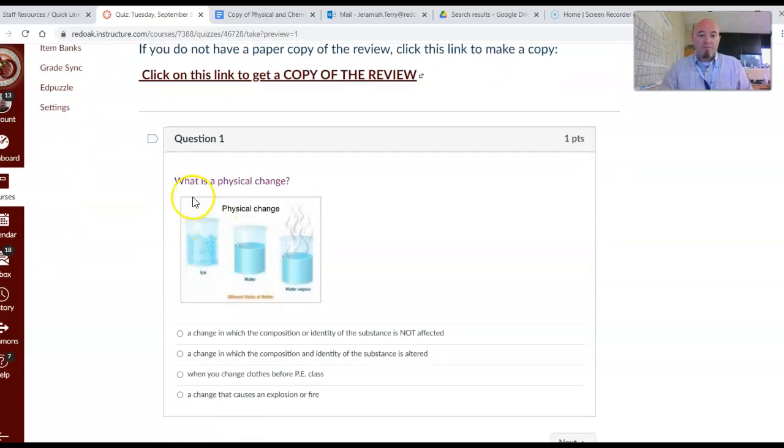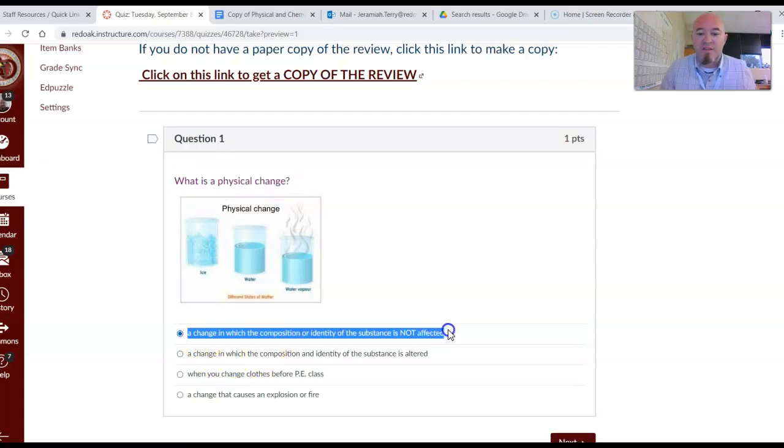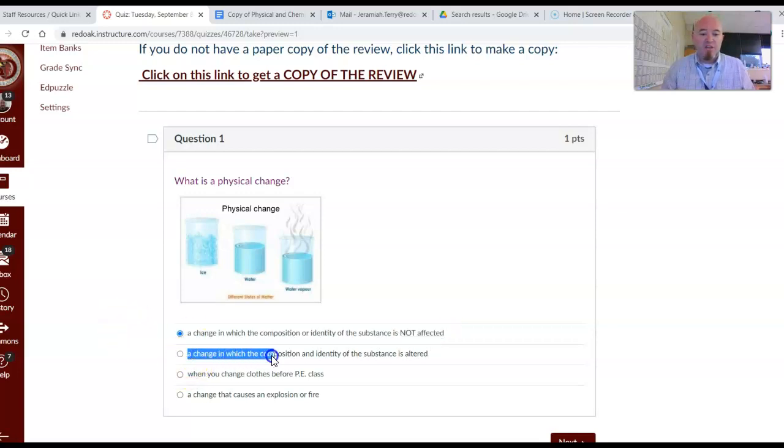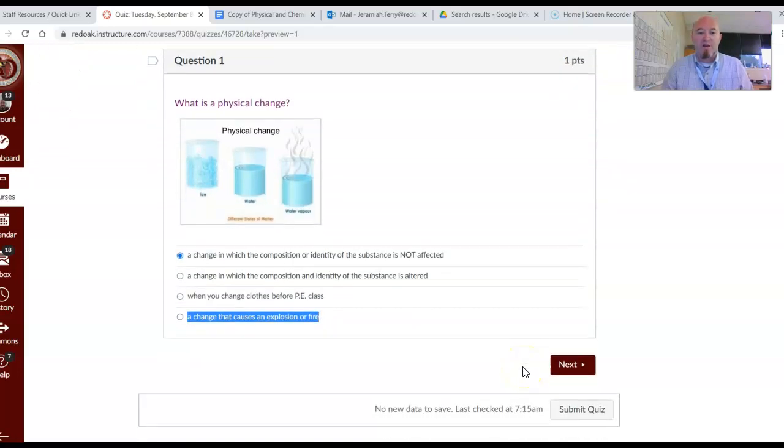Okay, here we go. Question 1, what is a physical change? Is it A, a change in which composition or identity of a substance is not affected? Is it B, a change in which the composition and identity of a substance is altered? Is it C, when you change clothes before PE? Or is it D, a change that causes an explosion or fire?